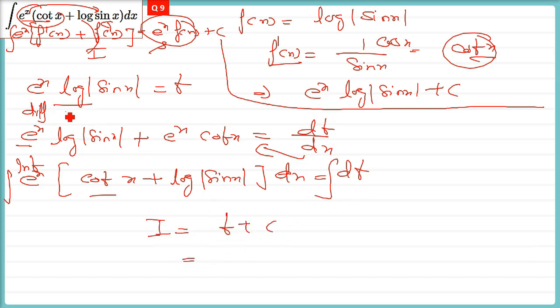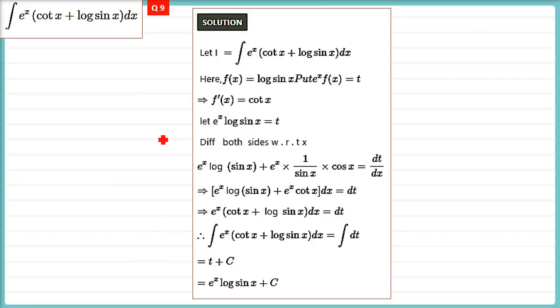What is t here? e raised x log modulus of sin x. So e raised x log modulus of sin x plus a constant of integration, and that's your final result. Either way, the same result is going to come, and this is what you need to follow, because this is the way you are going to refer, write and solve this question.